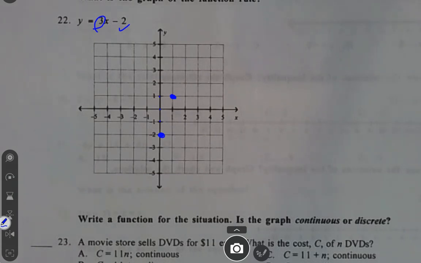Then can I draw a line through them? Yes. There we go. That's my line.